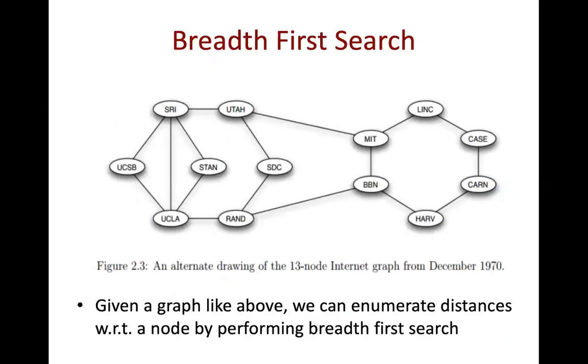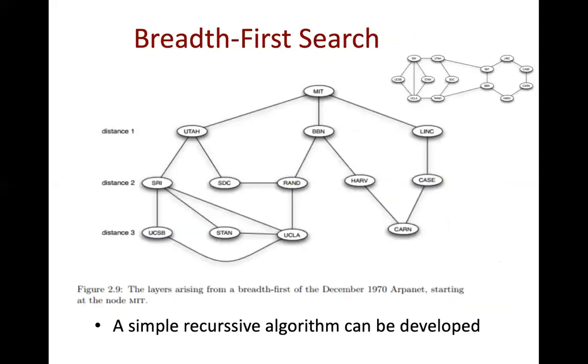You can have an algorithm to search neighbors. It's the so-called breadth-first search. Given a graph like this one, you can enumerate distances to a node by performing breadth-first search. So you will be pretty much splitting it down always in this way, right? So you will see nodes of distance one from the top, from the root of the graph, distance two, and also distance three. So everything further than that.